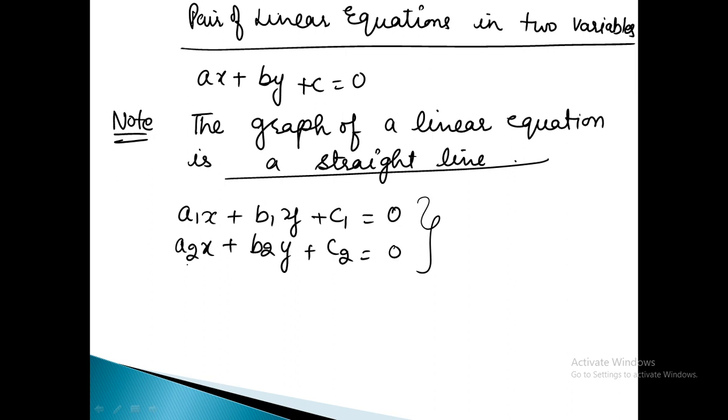Here a1, a2, b1, b2, c1, c2 are all real numbers, and we should keep in mind that a1 and b1 do not equal 0. A pair of values of variables x and y which satisfy both equations in the given system of equations is said to be a solution of the simultaneous pair of linear equations.